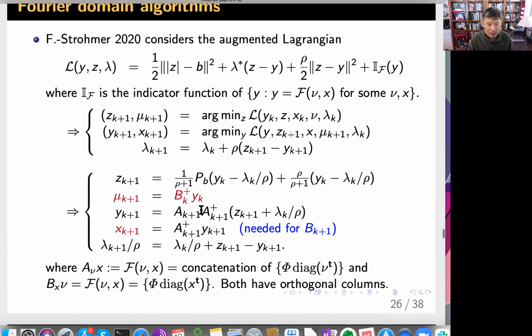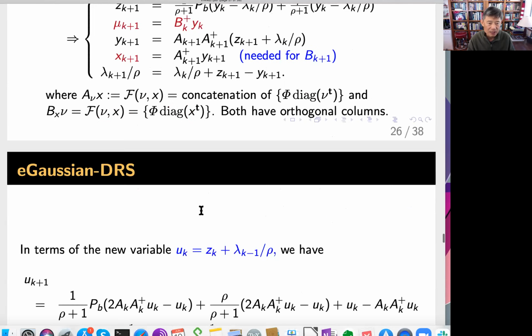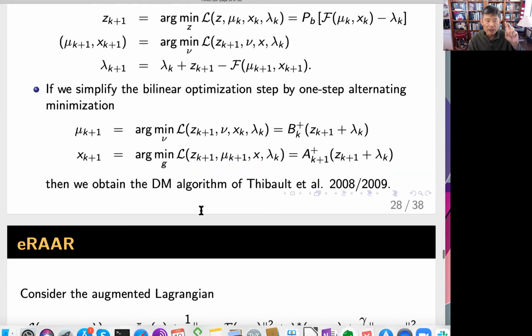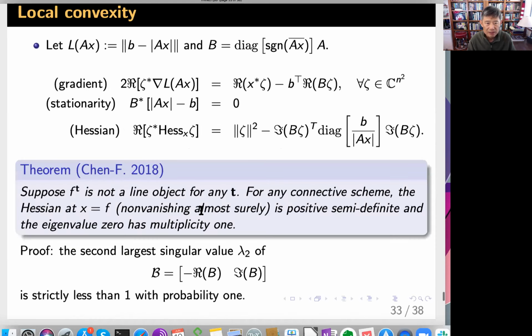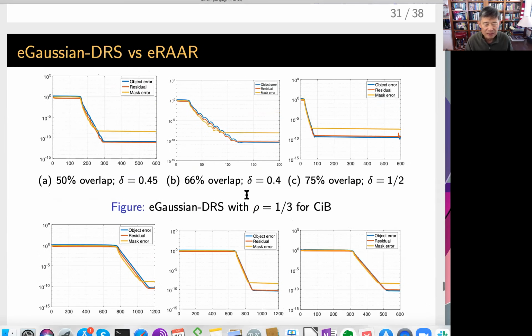Let me show you, for example, this one using about 50% overlap. That's the Gaussian DRS, which is a name we give to the algorithm. This is 50% overlap, this is 66% overlap, and this is 75% overlap. Obviously, the more overlap, the faster the convergence.